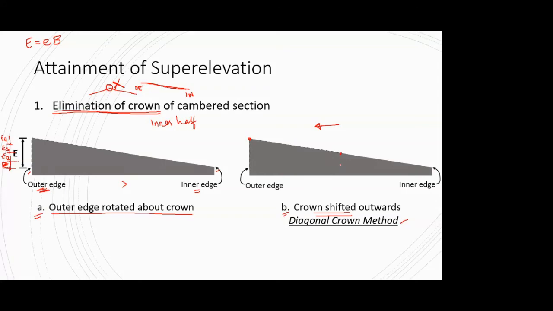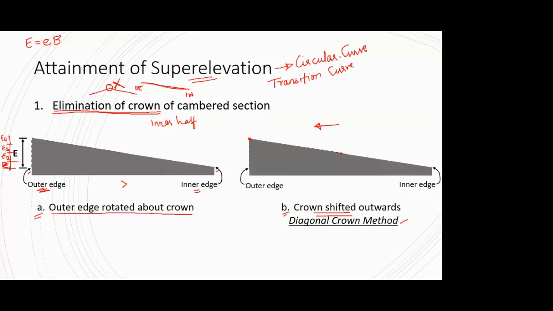Again I am stressing this point: superelevation we need on the circular curve, but you cannot directly provide a superelevation. So you have to gradually tilt the outer edge or inner edge, whichever you want, to attain the superelevation. That gradual increase is possible if you provide a transition curve before and after your circular curve. Before, because we have to introduce this superelevation, and also after the circular curve is over, we have to again reduce the superelevation and bring your cross section back to the straight one.